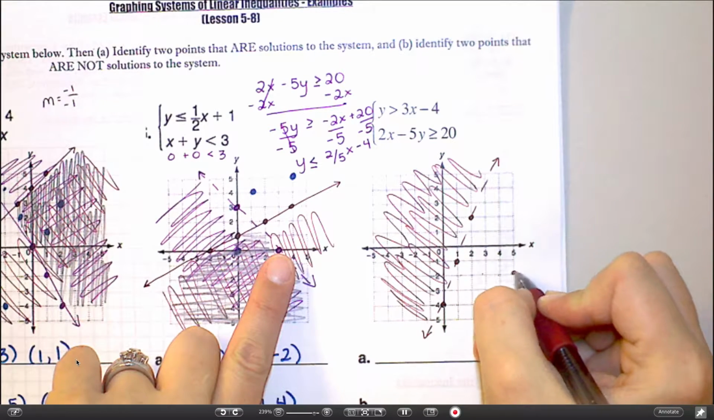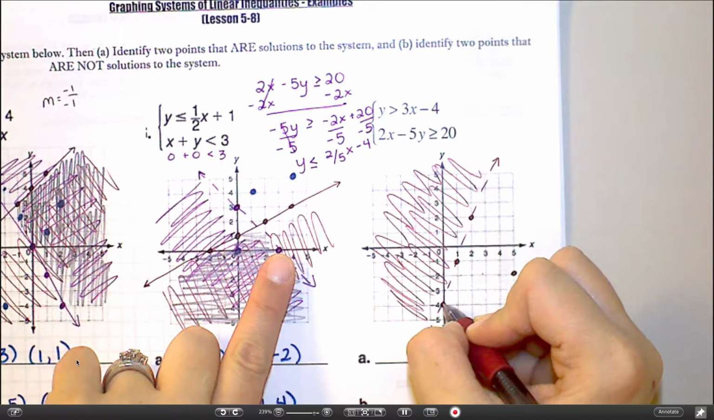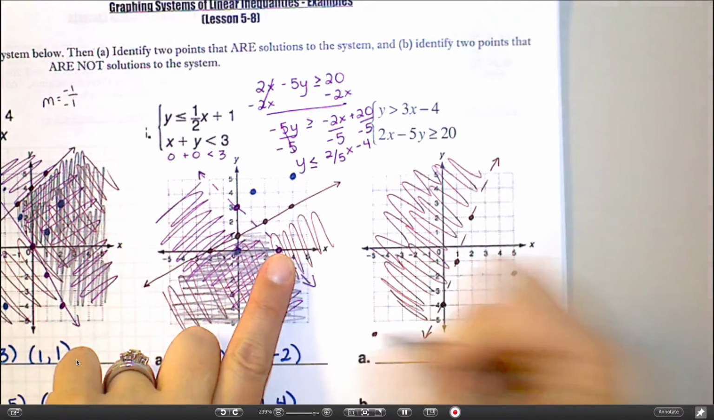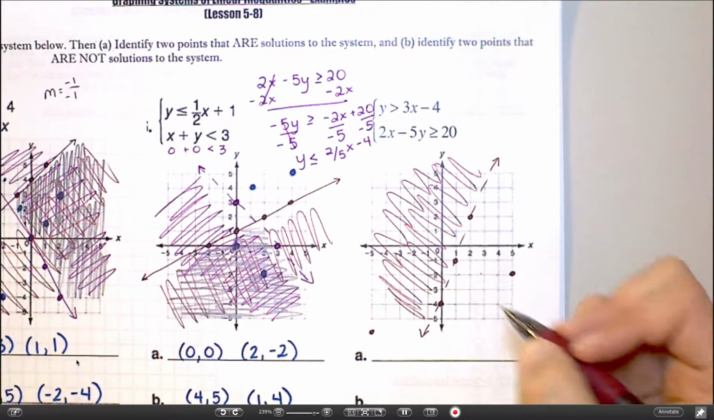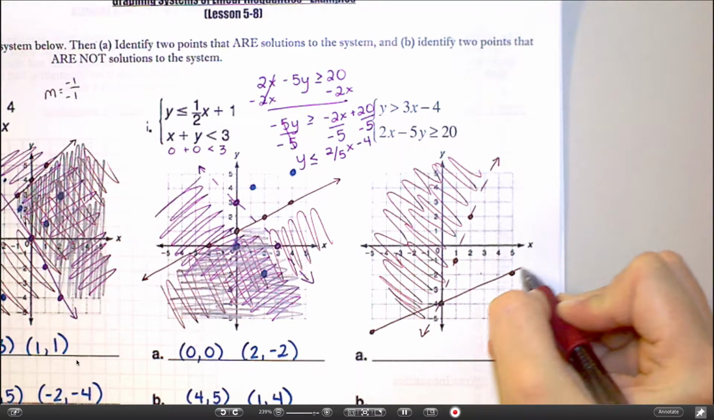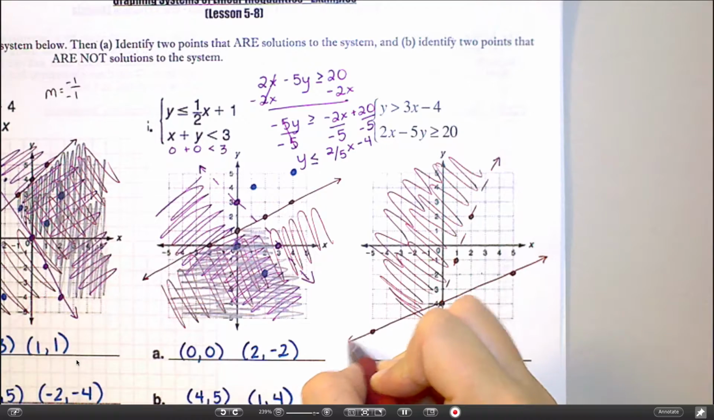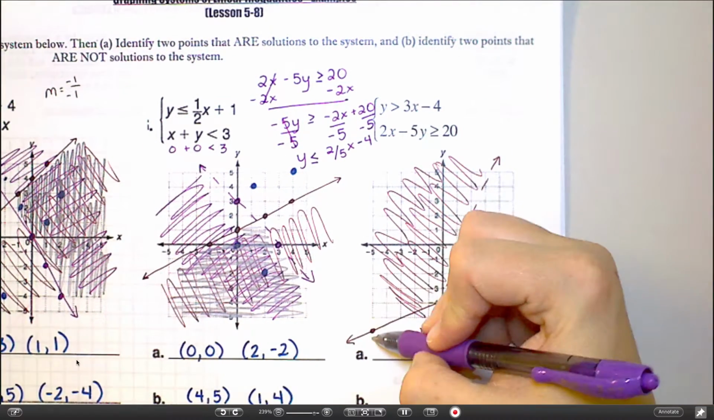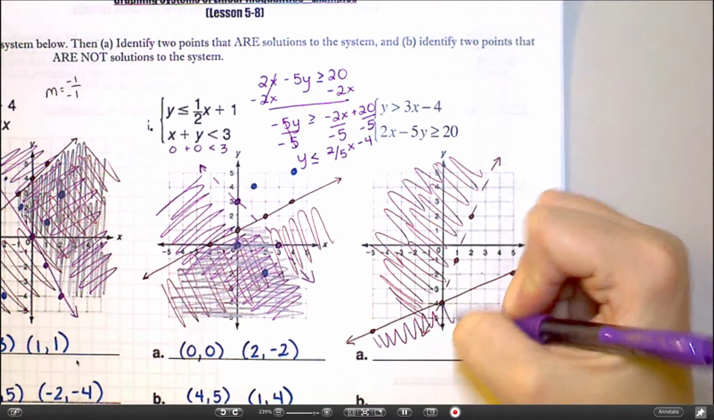That's a weird one. And I guess I could also go down 2 and over 5. It's going to be down here somewhere. I'm going to do a solid line. And which side of this am I shading? Underneath, right? Because it's less than up here. So I'd be shading all this.